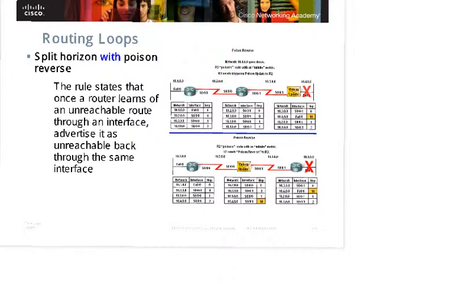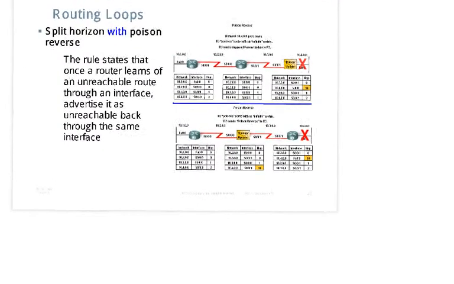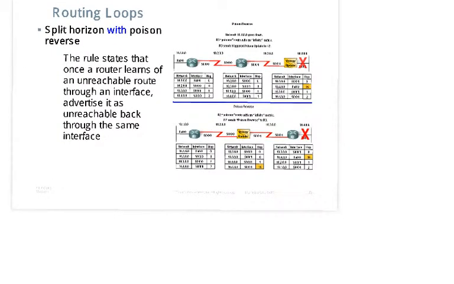So this one is a special, a small variation of the split horizon. It's called split horizon with poison reverse. In order to speed the state of convergence, what happens here is that I combine the count to infinity with the split horizon rule.